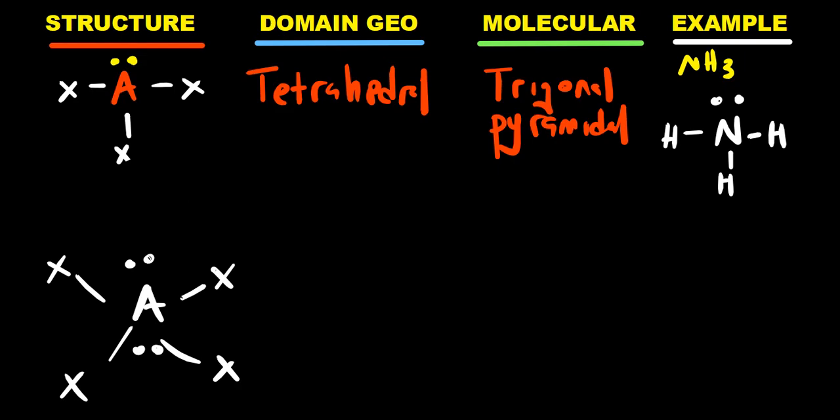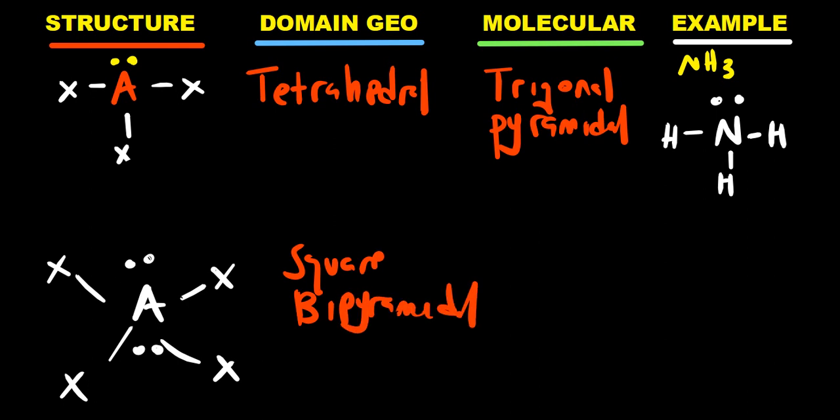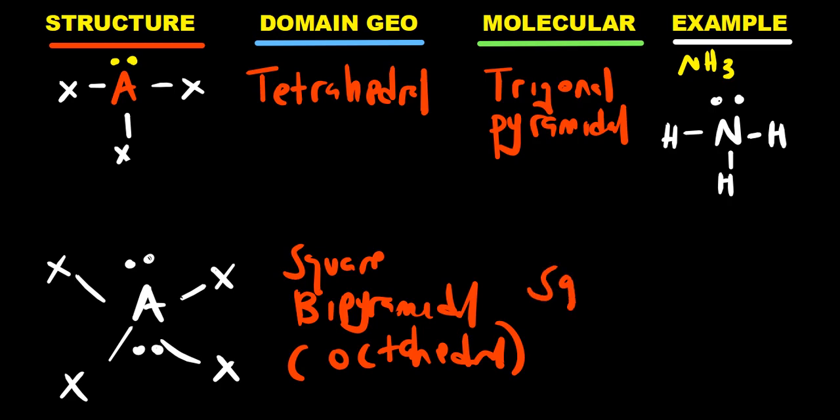So this will still be a square bipyramidal. A square bipyramidal is also called an octahedral. But now if you look at the structure itself, the shape is square planar.